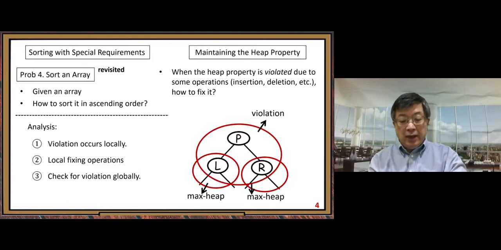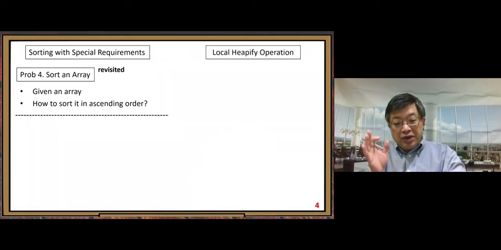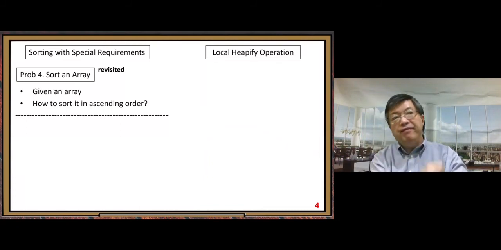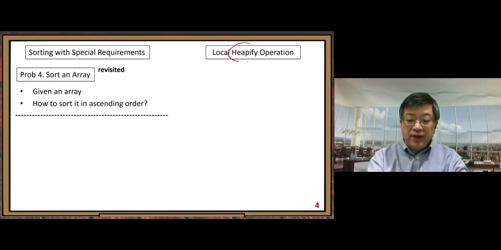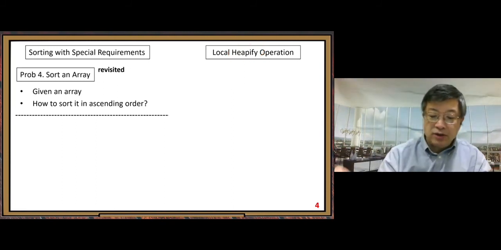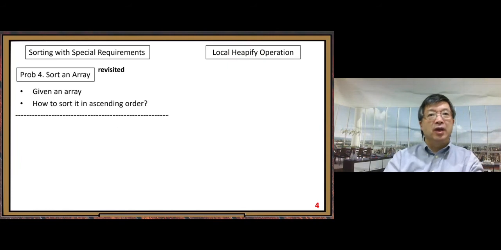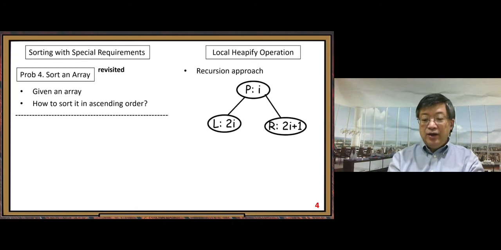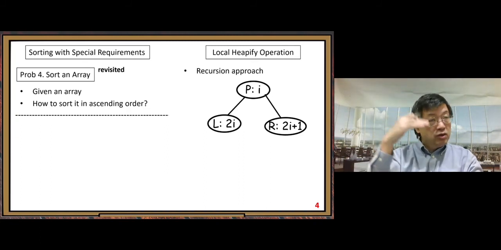All right. Next, I want to describe the local heapify operation. Here we give a name for this operation, called heapify: make it a heap. This is a special terminology we use. To do that, we use a recursion approach, from beginning to end. And we consider this general representation between parent-child nodes.